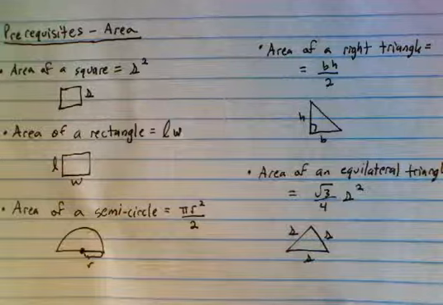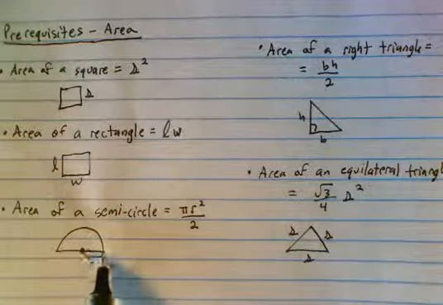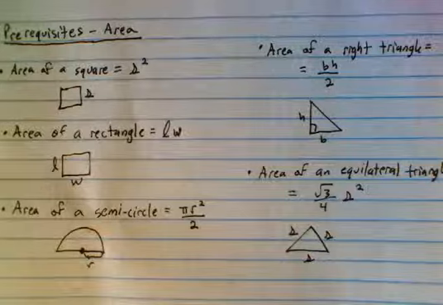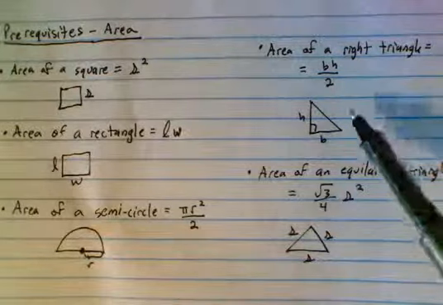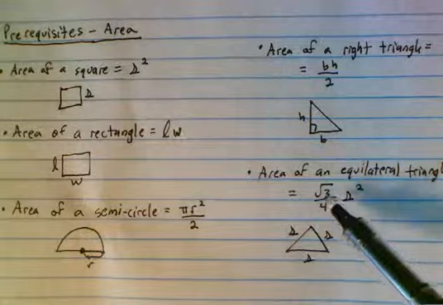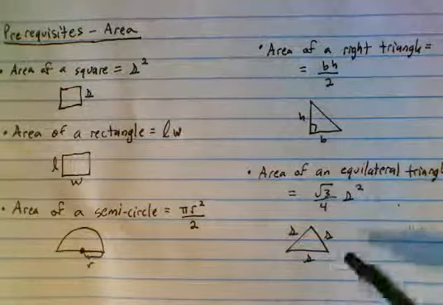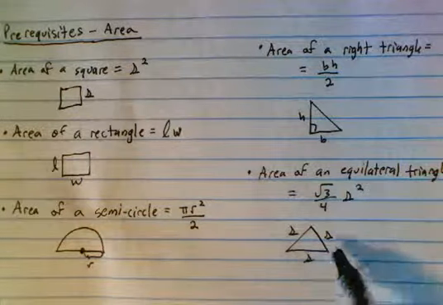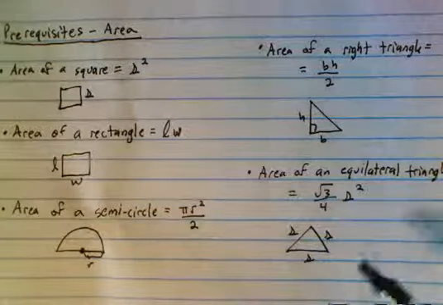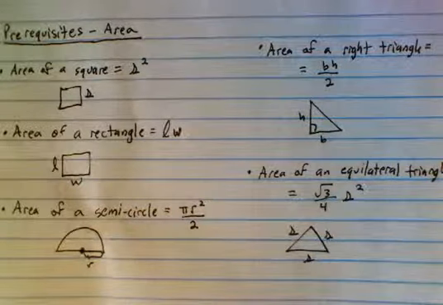Be really, really careful. This is going to show up. This distance right here is r, not the entire diameter across the bottom. Area of a right triangle, base times height divided by 2. And area of an equilateral triangle, square root of 3 over 4, side squared. So an equilateral triangle, all of these sides are the same, so any one of them, same as all the others, just square it and you're good to go.